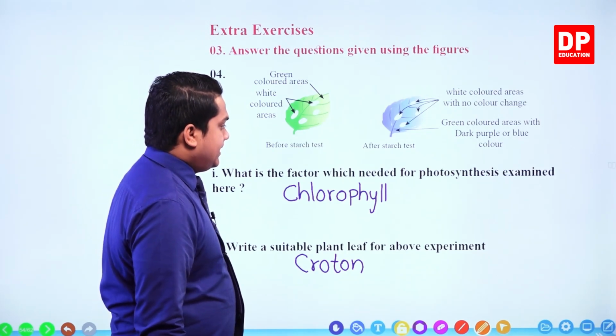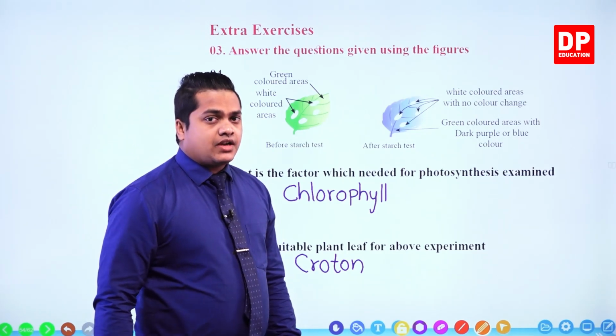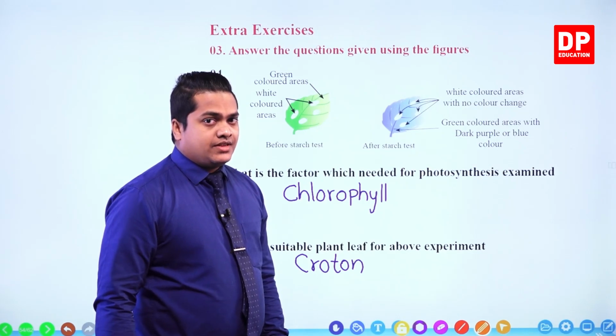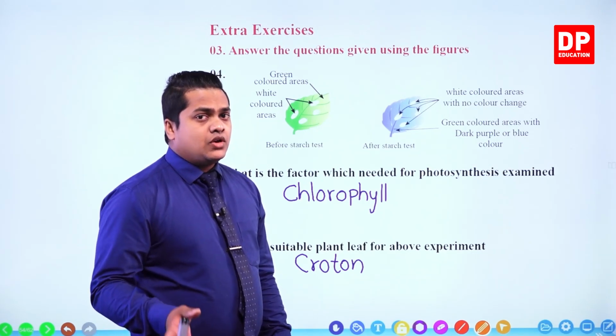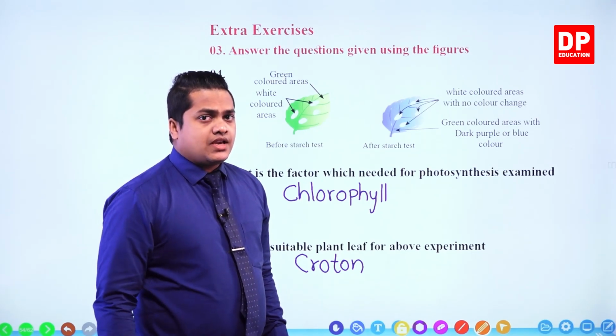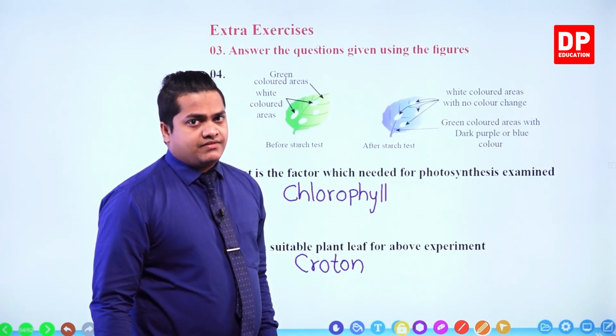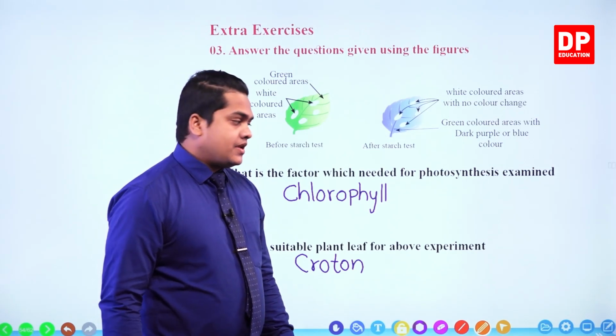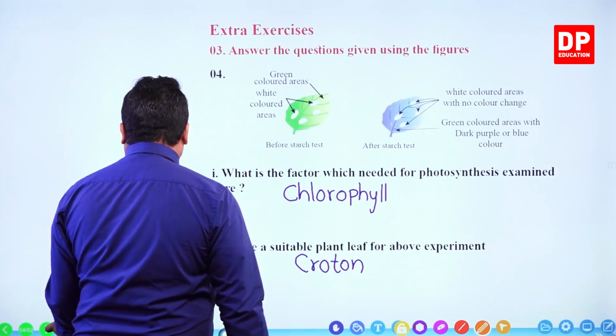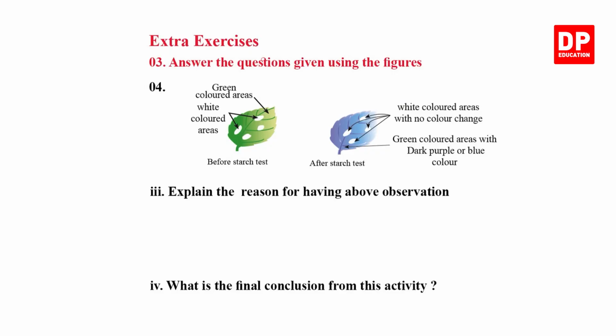Croton is having different kinds of mosaic leaves. There are different kinds of croton, and these croton plants have different kinds of mosaic leaves, my dear children. Right then. Next question. Explain the reason for having the above observation.